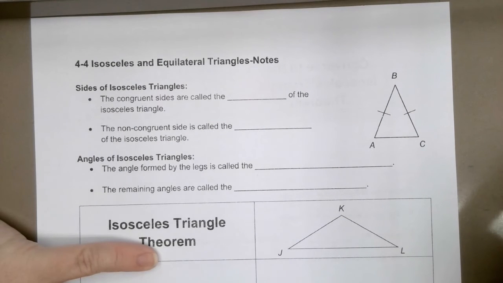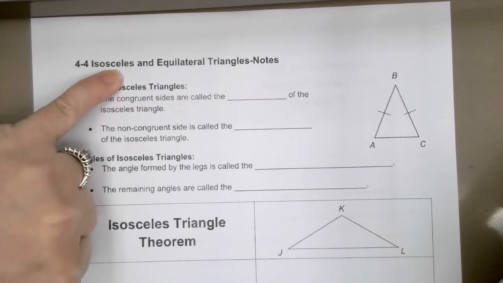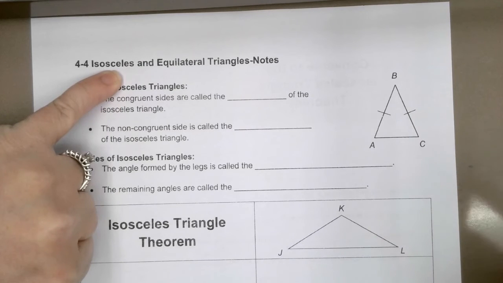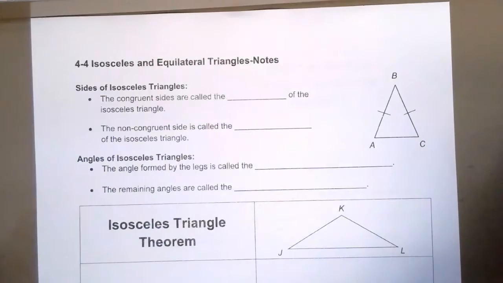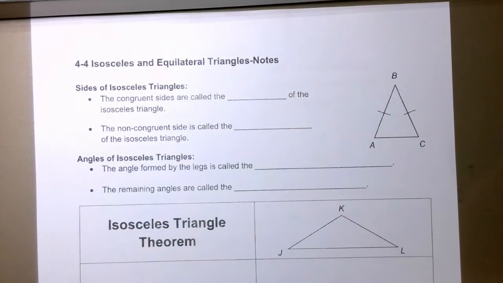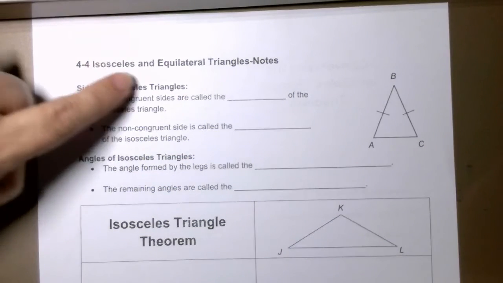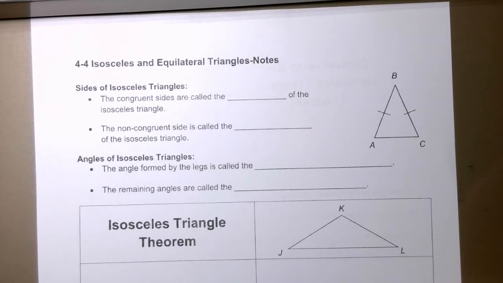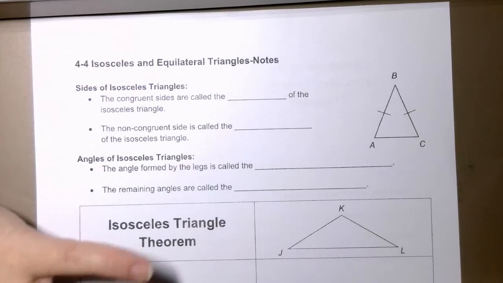Okay, so what do we know about isosceles triangles? What makes a triangle isosceles? At least two sides are congruent. What do we know about equilateral triangles? All the sides are equal. So this one is at least two sides are equal. This one, all sides are equal. Okay?